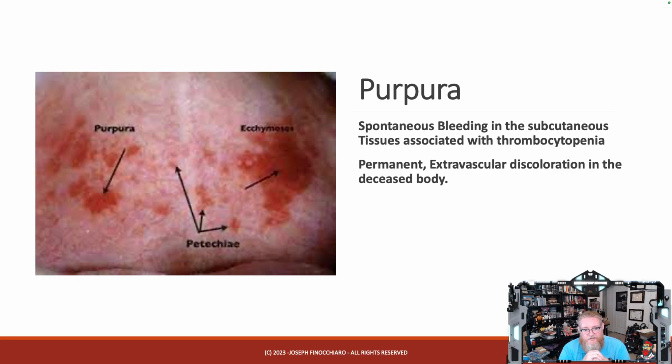Purpura. Purpura is a spontaneous bleeding in the subcutaneous tissues associated with thrombocytopenia. It is a permanent extravascular discoloration in the deceased body. If you've not already listened to the embalming lectures, you will learn an awful lot about bruising, and the two biggest ones are ecchymoses and purpura. The smallest ones are the petechiae, which you all see on this graphic here.